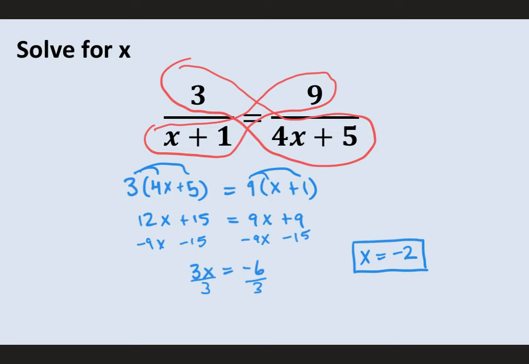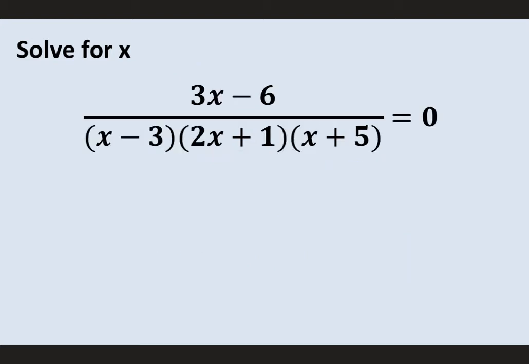If it accidentally happened to make one of the bottoms equal 0, we would cross that solution off. It wouldn't be a valid solution. All right, well, this one's a little tricky. It's a little scary looking, right?